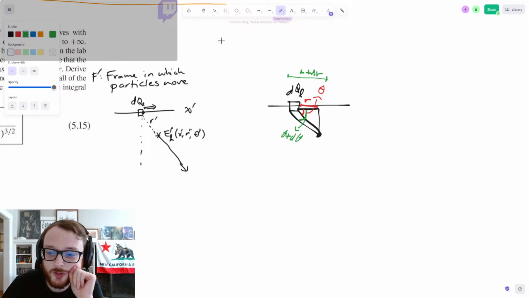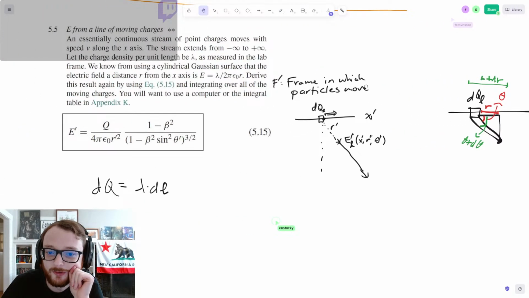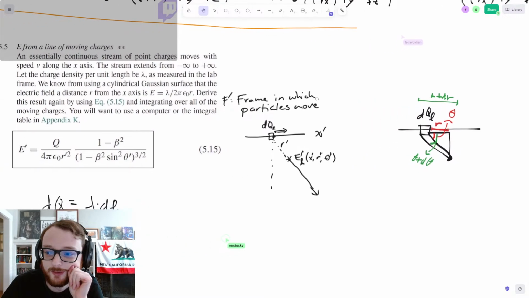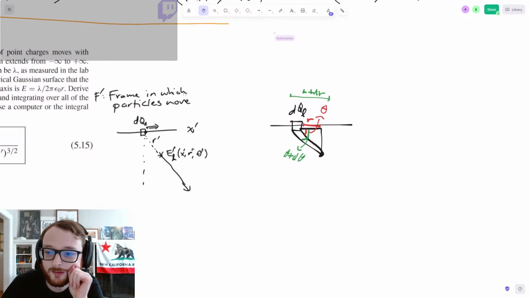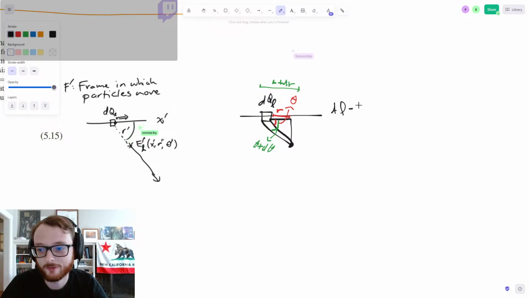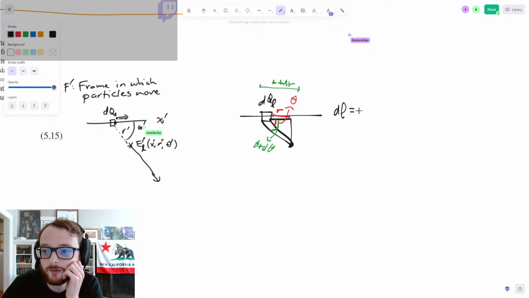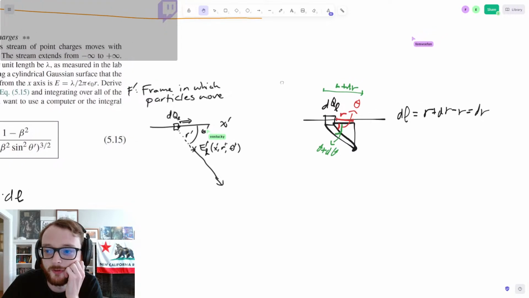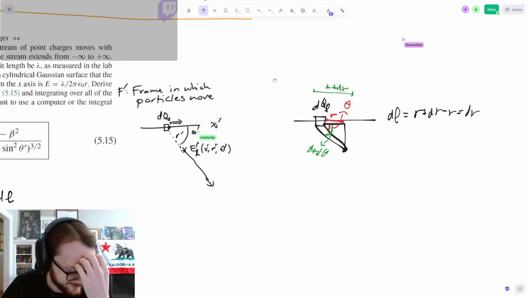Now we're getting back into the weird geometry of getting this thing with Coulomb's law. But we could say something like dl is equal to r plus dr minus r, which equals dr. I'm also ignoring everything about relativity right now. I'm not even thinking about it.